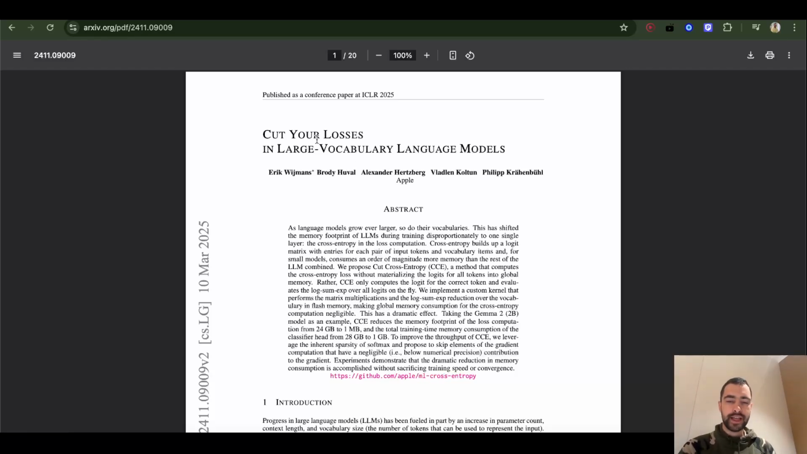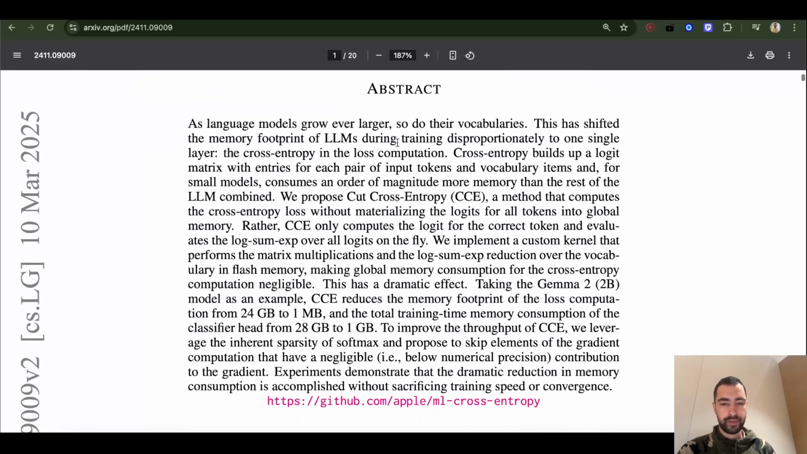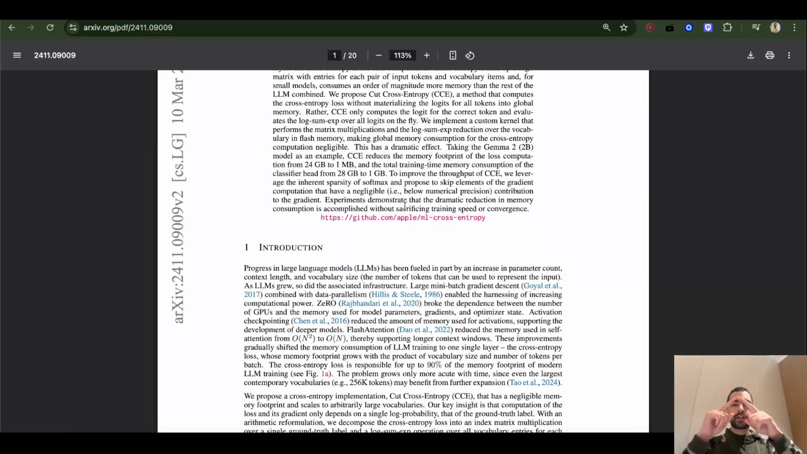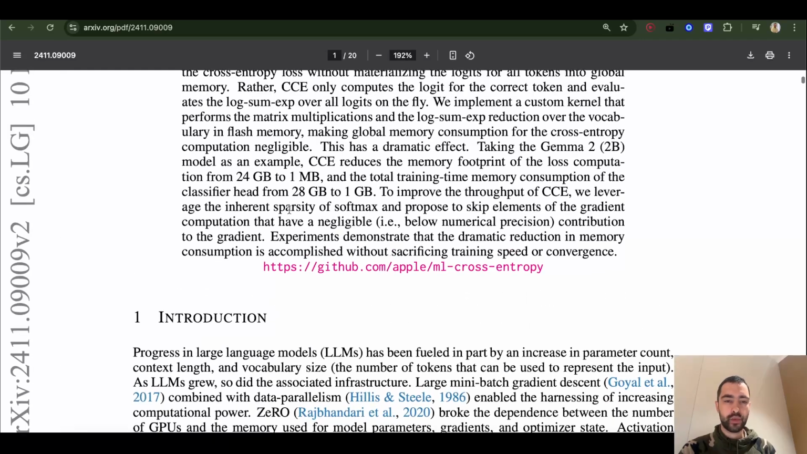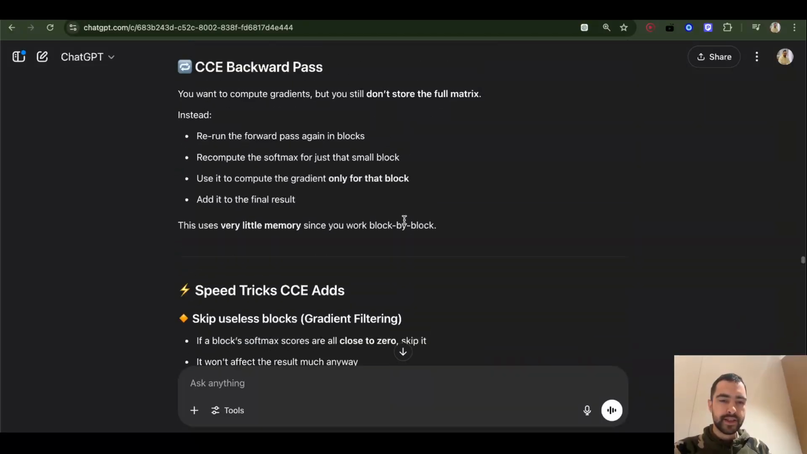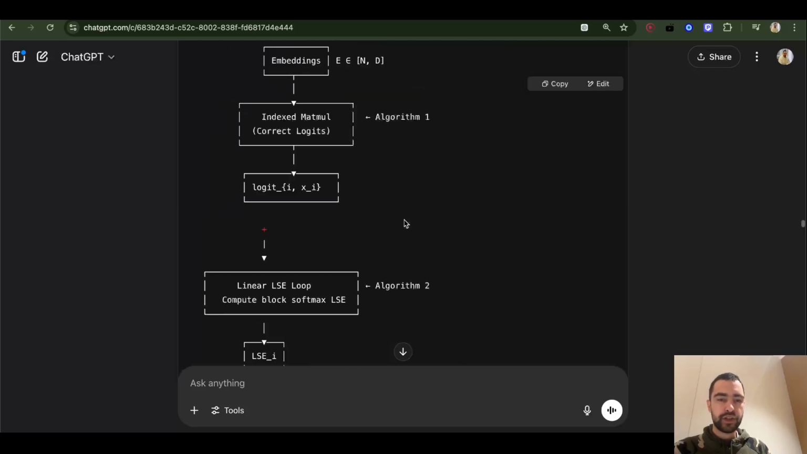So we want to reduce that, and Apple created this paper, Cut Your Losses. They call it Cut Cross-Entropy. Instead of computing this whole output matrix, the probabilities across every token in every batch, we do it in a much smaller way. Instead of using 24 gigabytes, we just use 1 megabyte of memory. We'll go through all of this today, and I'm gonna leave these self-study materials below the video in the description.